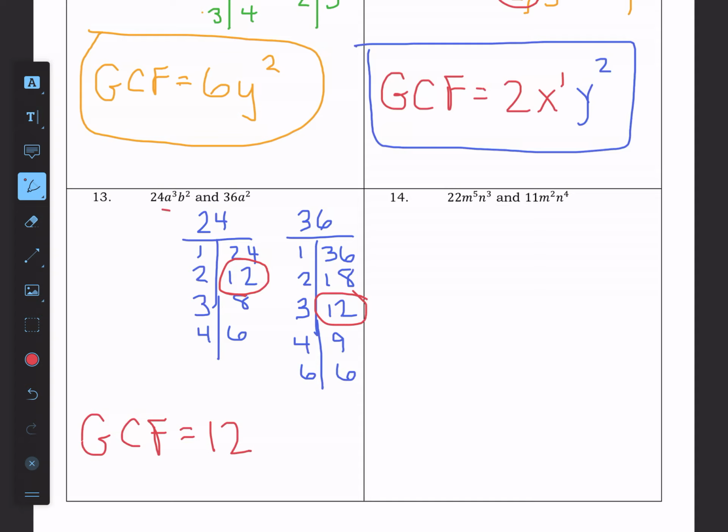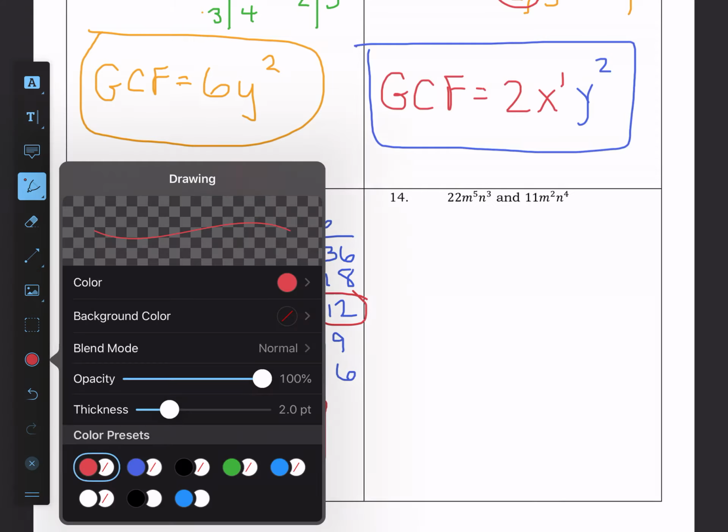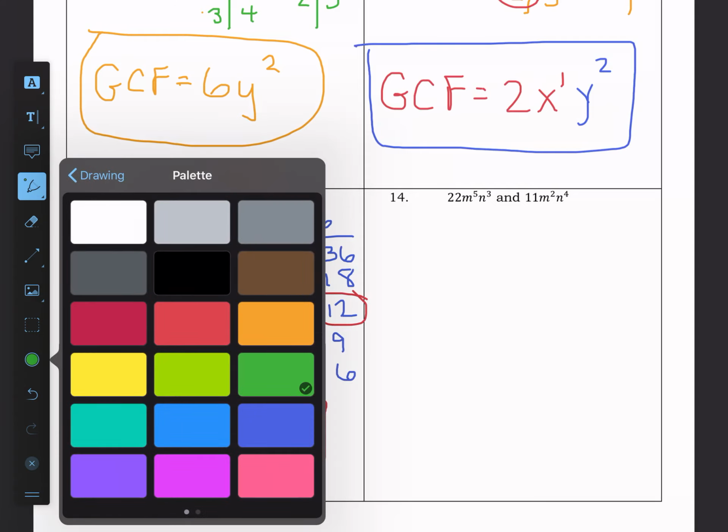Now that's the numbers. Now let's focus on our a's. We have a cubed and a squared. Lower exponent is a squared, so just tack that on. Now if you look at the next part, the b squared, there is no b over here in the 36a squared. That means there's not going to be a b in the greatest common factor because they would both need to have the b. So you're done right here. This is your GCF. All right. One more.